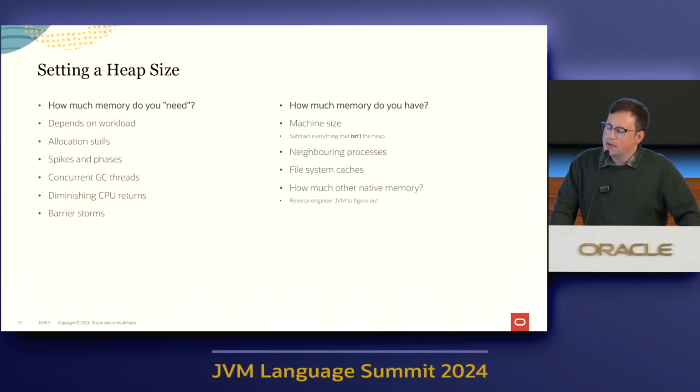And then you have to deal with what the neighboring processes are. If you have some of those, you need to make sure that there's enough memory for neighboring processes if you have them. With containers, you typically don't, but otherwise you do. And other than that, you might have file system caches you don't want to discard, and there might be a whole bunch of native memory in the JVM as well. It's hard to figure out how you should set a heap size to ensure that we have enough native memory.